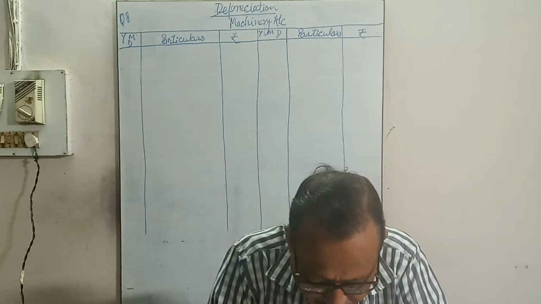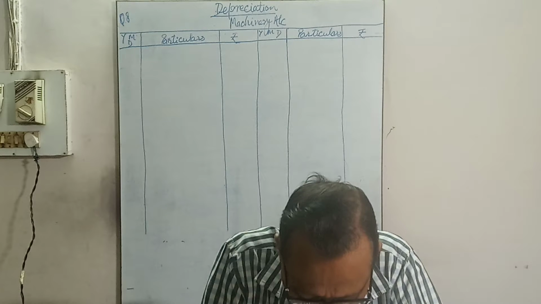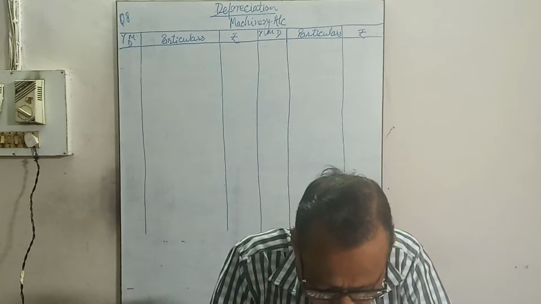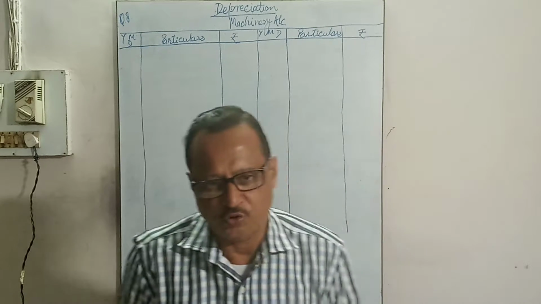Depreciation was provided on machinery at the rate of 10% per annum on original cost method annually on 31st March. Give the machinery account for 4 years. Now see how to solve this question.